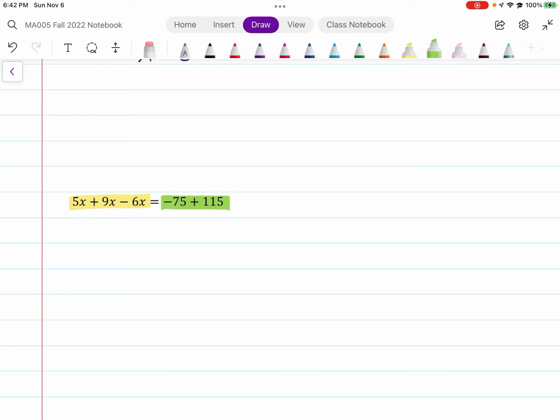All right, so on the left, I get 5 plus 9 minus 6x. So that's 14 minus 6 is 8. 8x equals negative 75 plus 115. You can use your calculator if you want to, is 40. I'm just going to divide both sides by 8. And I get that x equals 40 divided by 8 is 5.